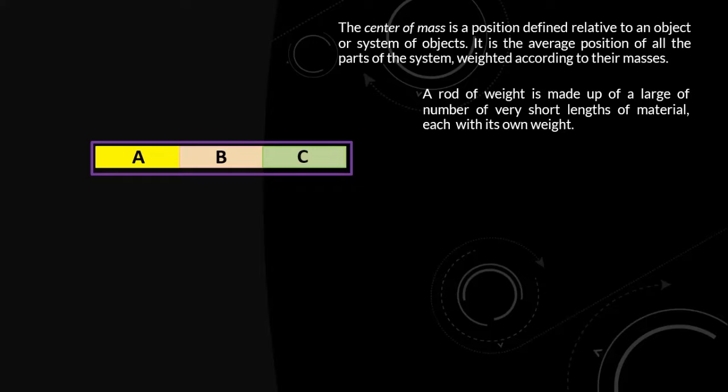Okay, students, look at the system. This is object A. As we know, there is a weight force acting on this object. We call that WA. And for object B, there is a weight force acting on this object. We call that WB. And for this object C, of course, there is a weight force acting on this object. We call that WC.